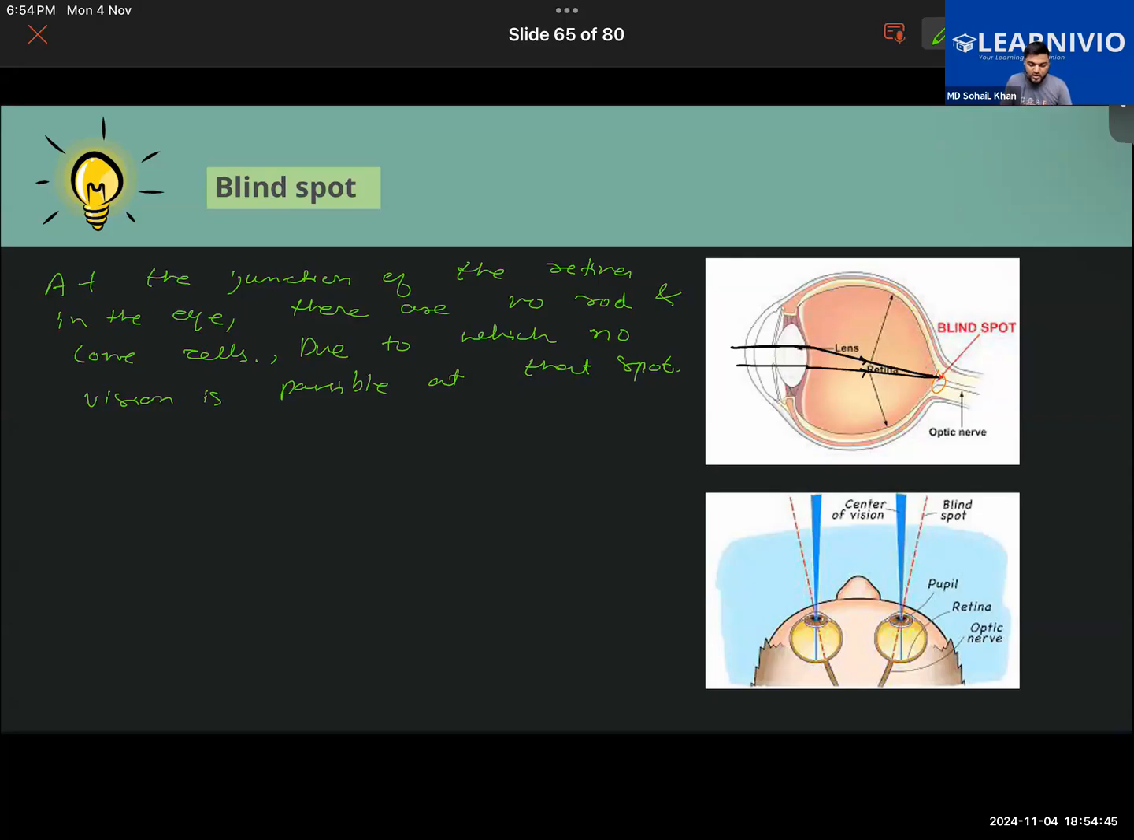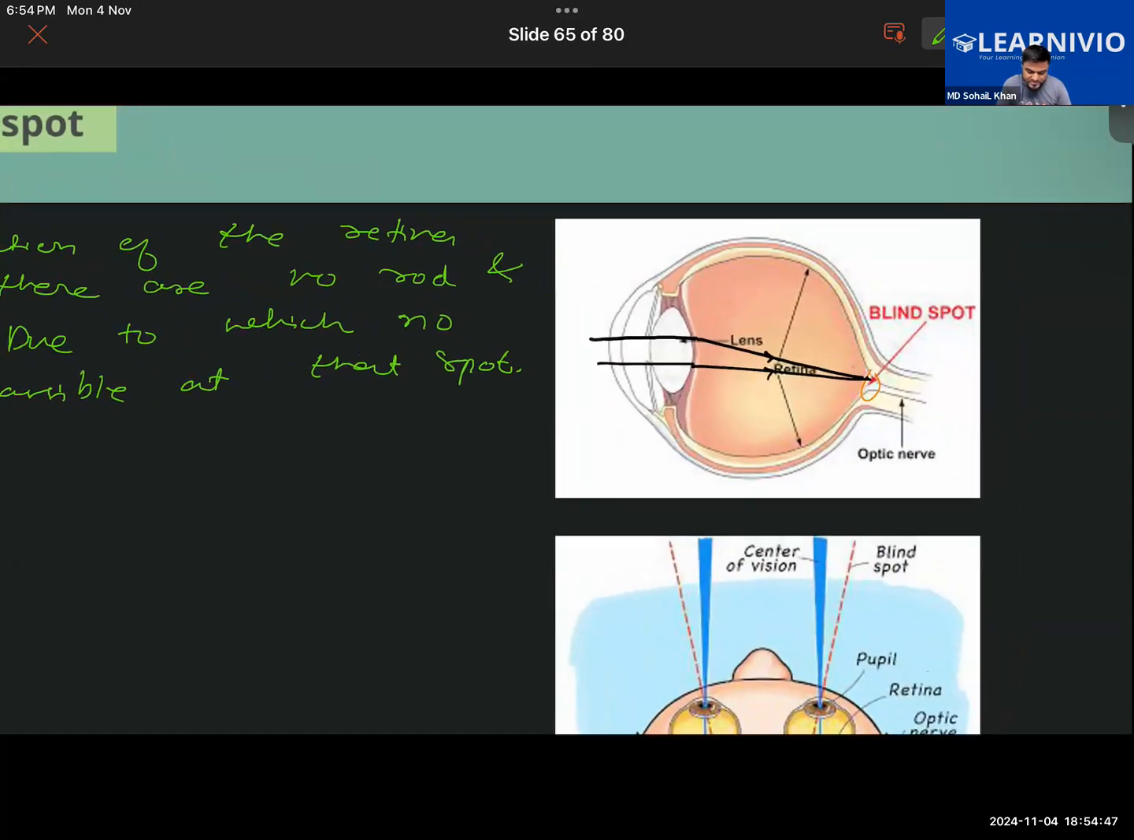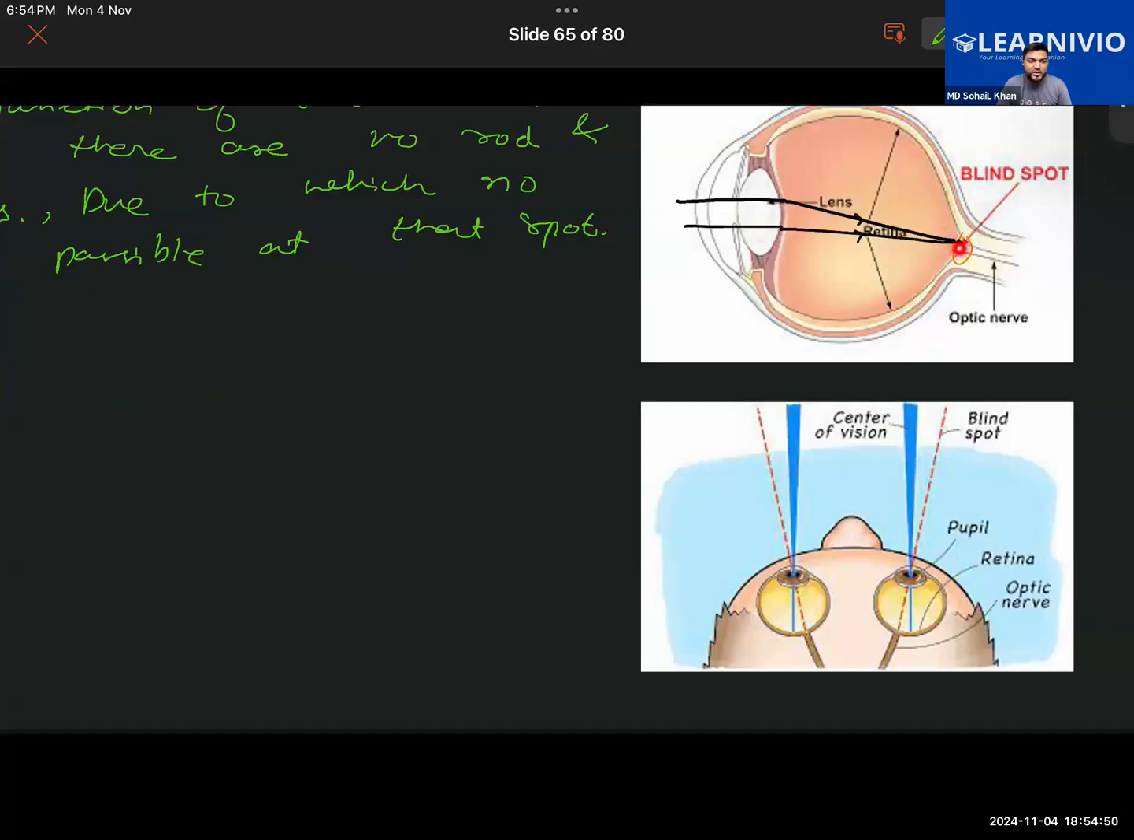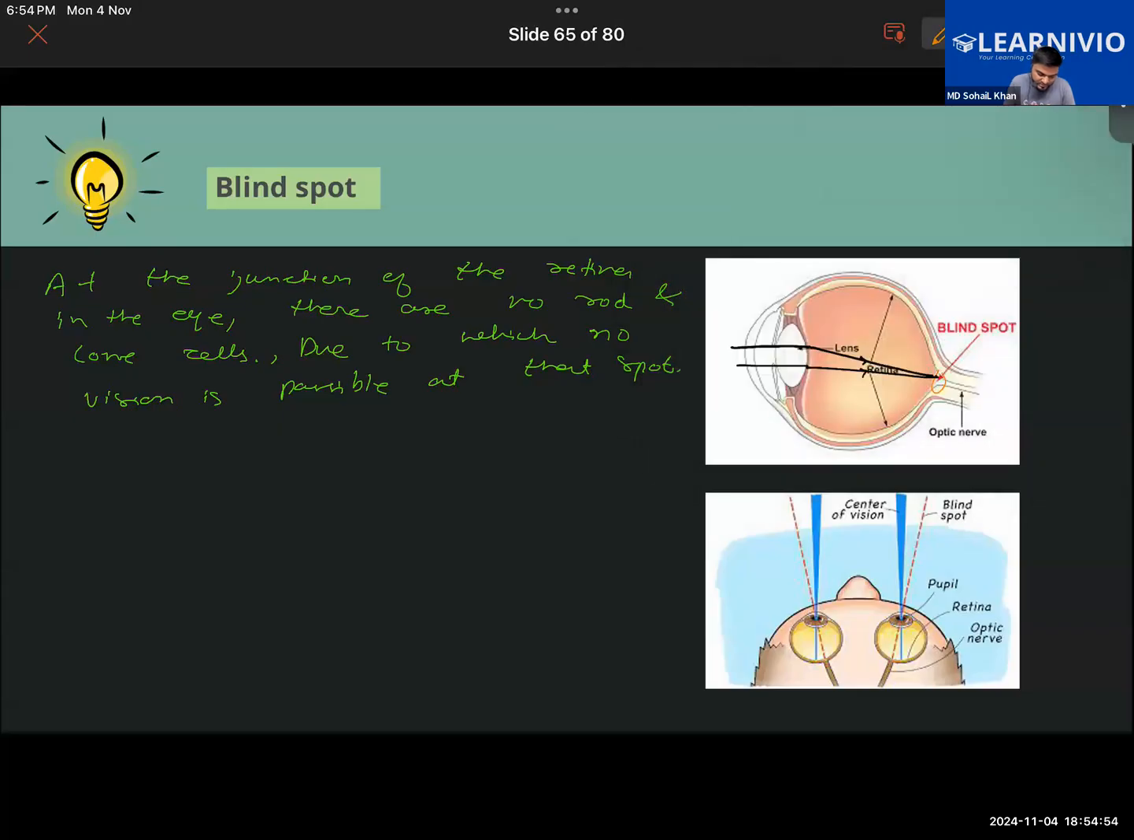Also, you can think of the blind spot as a small area where the optic nerve is leaving the eye. So we can also say in other terms that the blind spot is a small area where the optic nerve leaves the retina. Hope that should be clear to everyone so far.